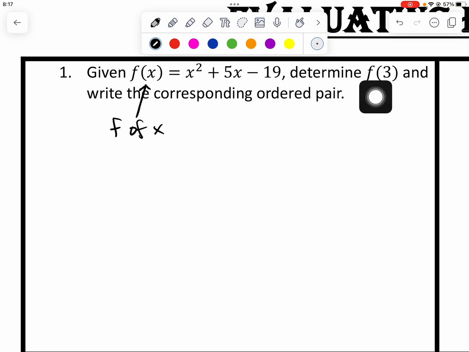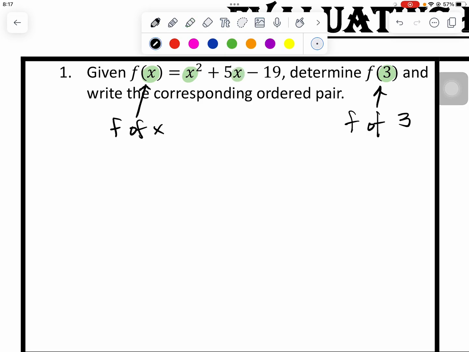Determine f of 3. What that means is in place of the x value, we're going to substitute in the number 3. And again, if you didn't catch it out loud, I said f of 3. And what I'd like you to notice is that this 3 is in the exact same place as the x, which means everywhere I see an x, I'm going to put a 3 instead.